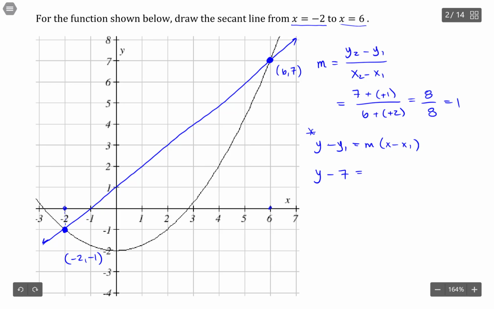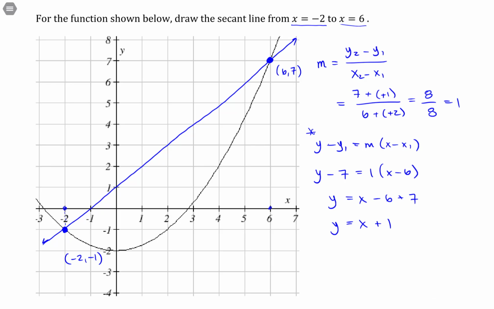So y minus 7 equals 1 times x minus 6, or y equals, distributing the 1, that would be x minus 6, adding the 7 over, so plus 7. So y equals x plus 1. That's the equation of this line, and that makes sense because here I have a slope of 1, obviously, and also a y-intercept of 1. You can see clearly that I'm passing through the point 1 there.